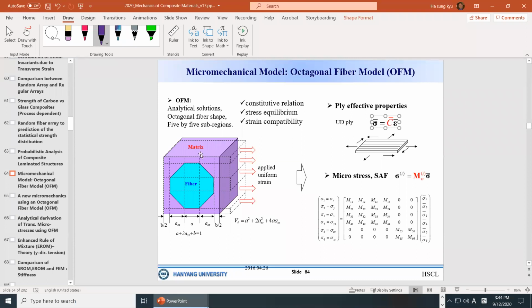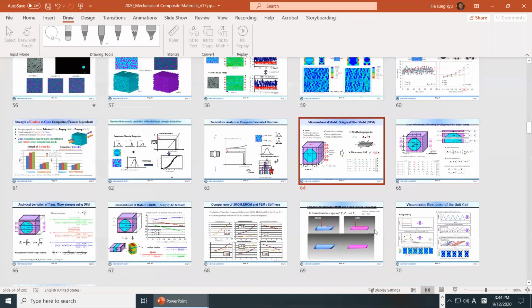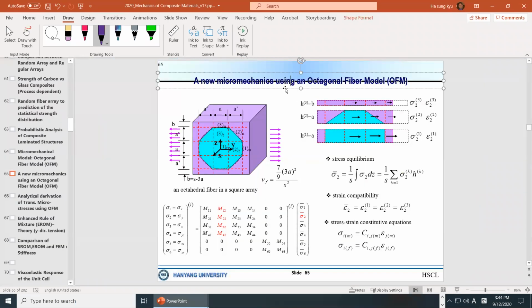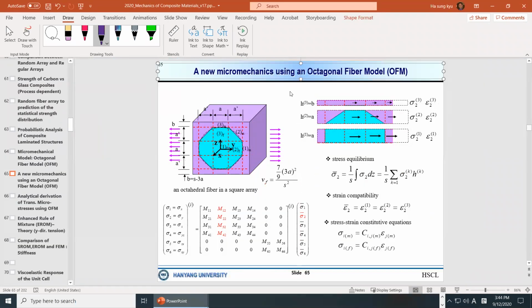So given, again, will be the fiber and resin properties, and the output will be the applied stiffness and stress amplification factor. Of course, the purpose of this is to predict the strength of the fiber and stiffness of the fiber. I mean the resin. I mean the ply. So there are several procedures, and the paper has been published.